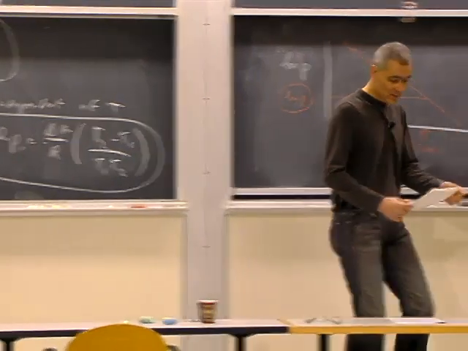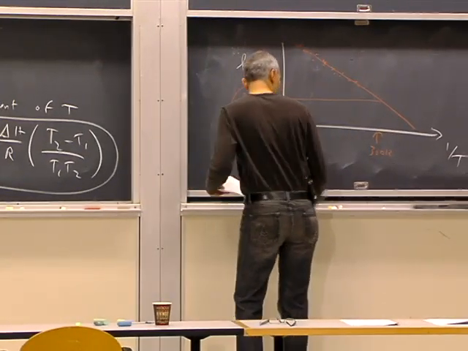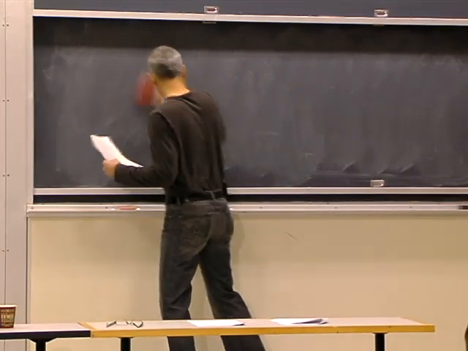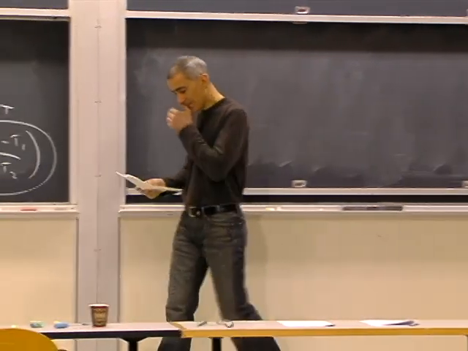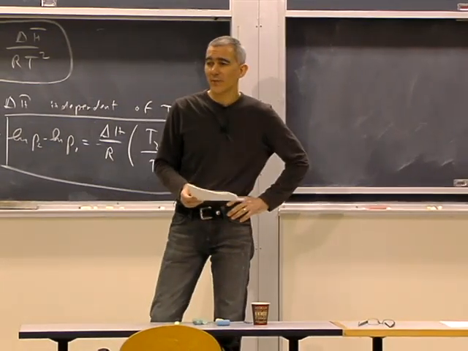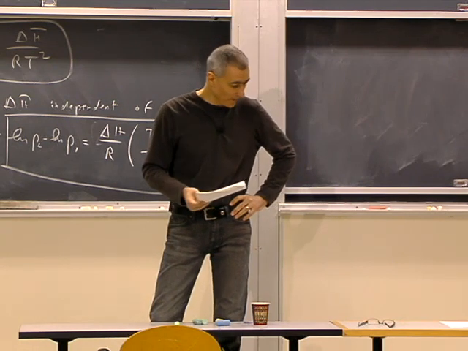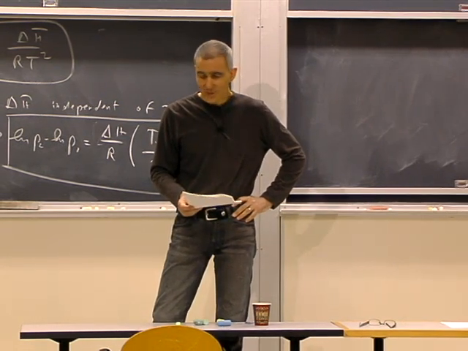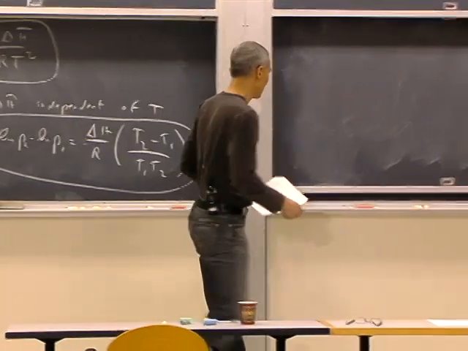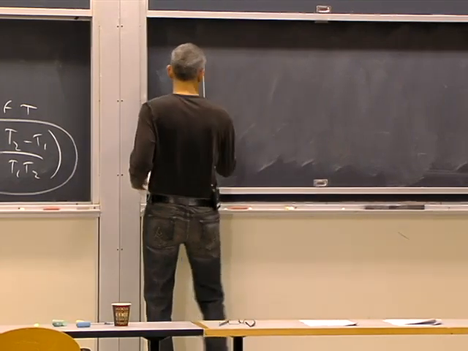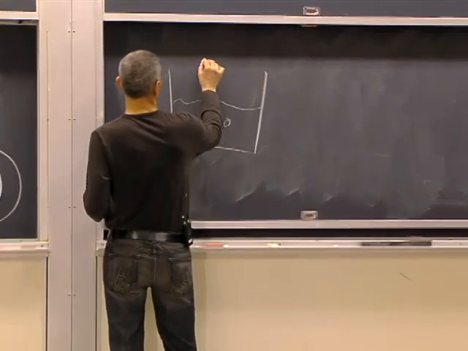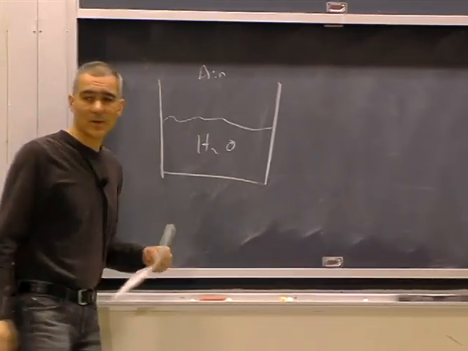Okay, so now let's do a slightly more complicated example. So most of the time, you don't have pure material. You have a mixture of some sort. For instance, if I have a glass of water on the table at room temperature, above the glass of water, I have air. There's my H2O here. And then I've got some air above the glass of water.